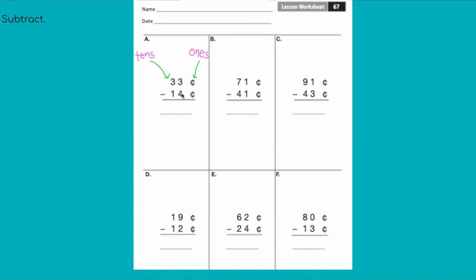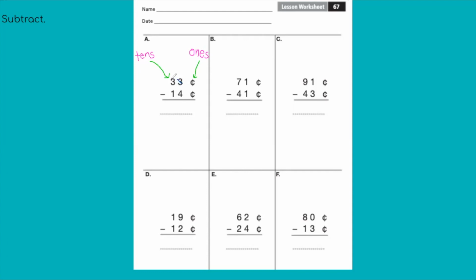When we subtract, the big number always has to be on top. But 3 is not bigger than 4. So I need to borrow 10 from my neighbor. It's 10 because he's in the tens place. Okay, so first thing I do is I'm going to borrow from my neighbor.